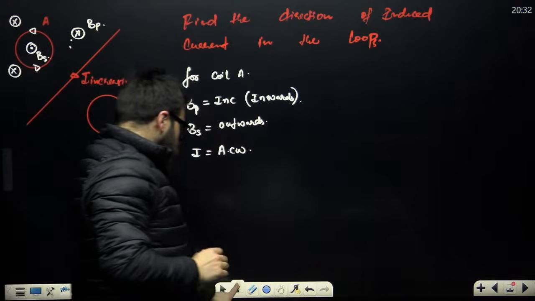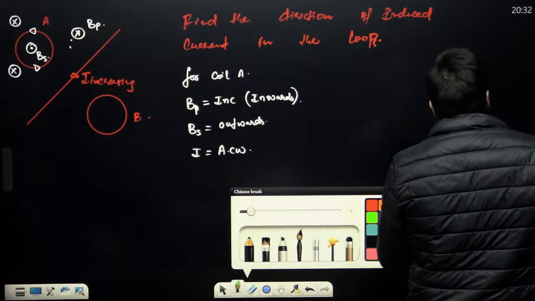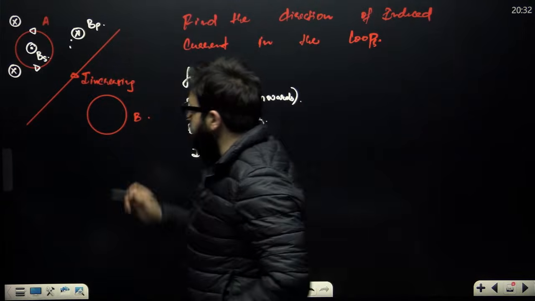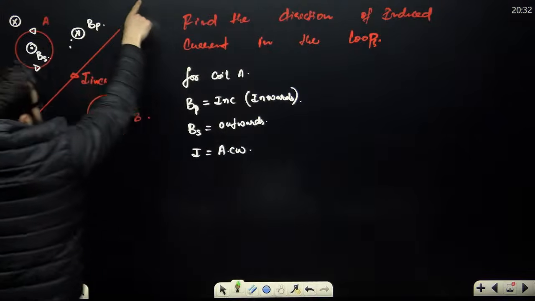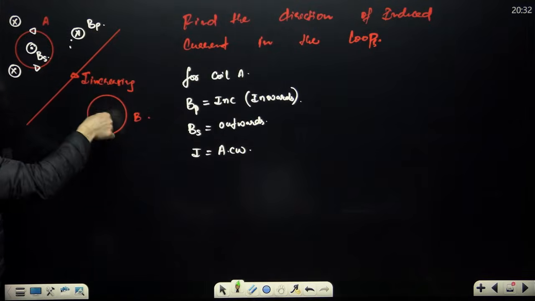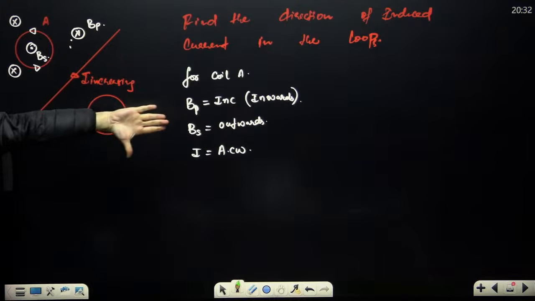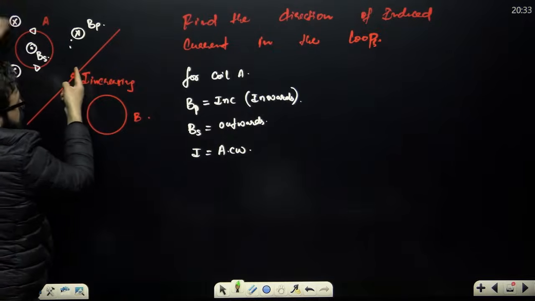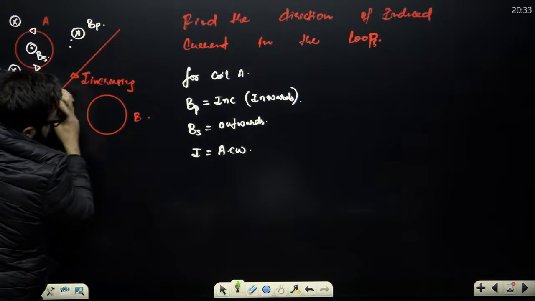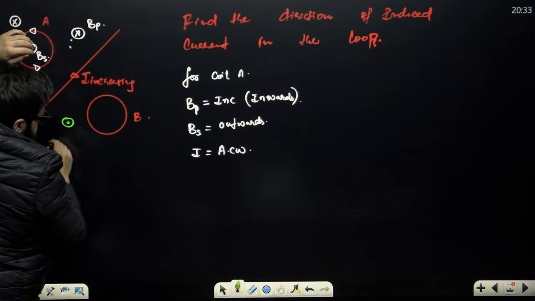Let's find the direction of the current in the coil B. How do you find the direction of the current in the coil B? Guys, see, the direction of magnetic field in the coil B. Place your thumb along the direction of current. Curl your fingers. So the magnetic field, because of this wire from this lower side, is outwards.